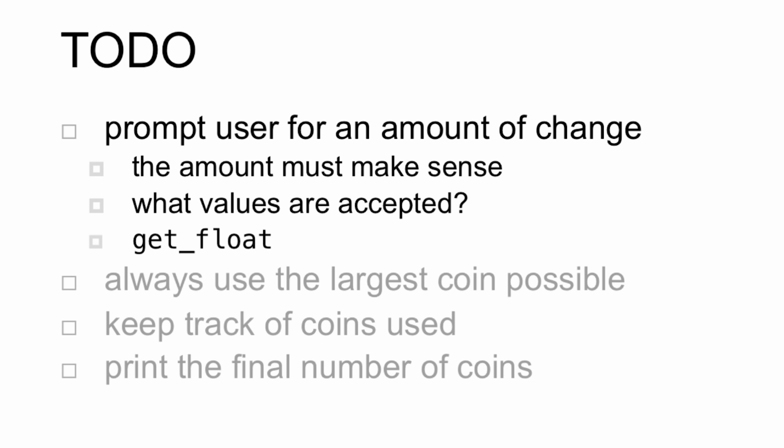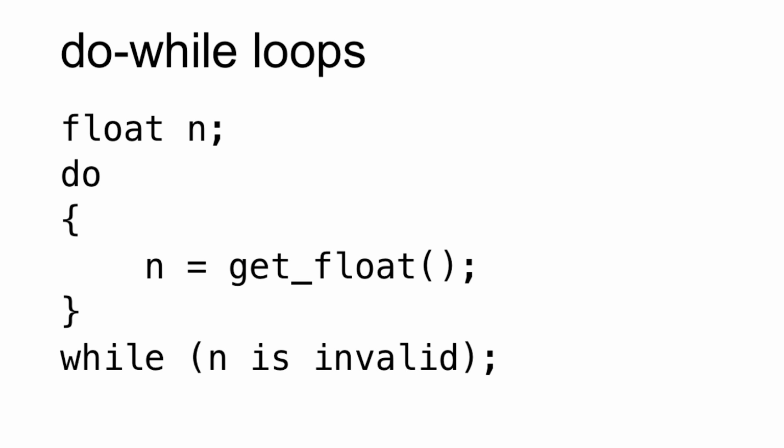So let's talk about prompting. The amount must make sense, and this is in dollars. And so, for dollars, we're going to use the float variable type. Now, whenever you ask a user for input, you want to make sure that it's valid. And so here, we like to take advantage of the do while loop construct. A do while loop will execute the body of the loop at least once. So this comes in handy.